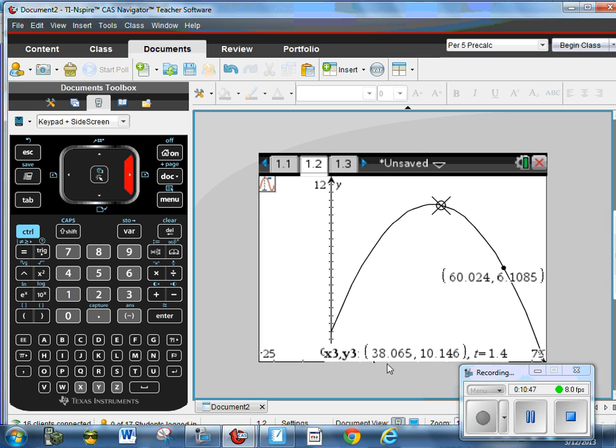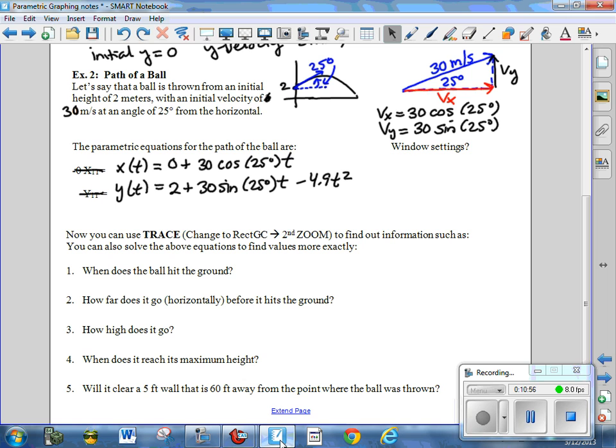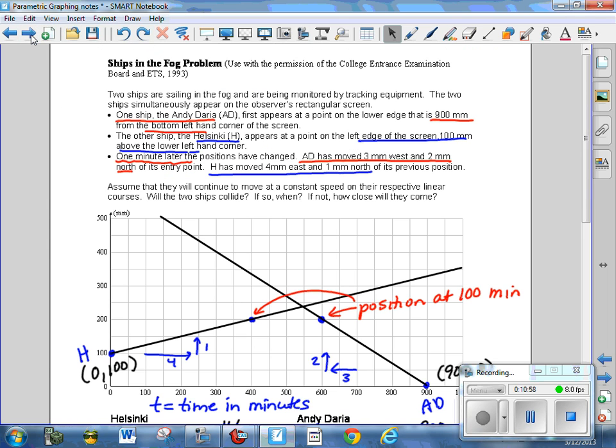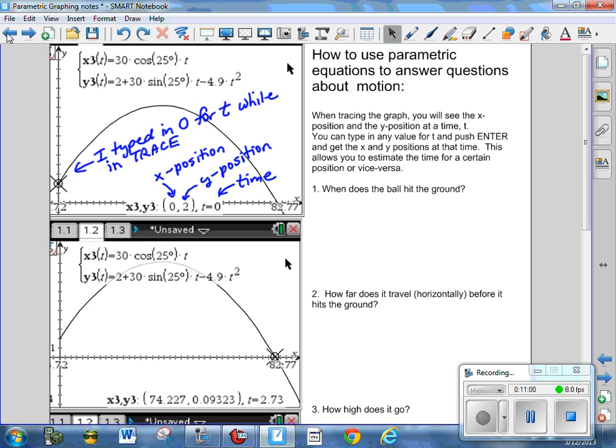Okay, so I can trace this and get some answers to various questions. I'm going to go to a different page that I created that has a lot of graphs on it so that I can answer some questions about how you do this. So here are my equations, here's my graph. I typed in 0 for t to get the initial position. This tells you the x position, the y, and the time.